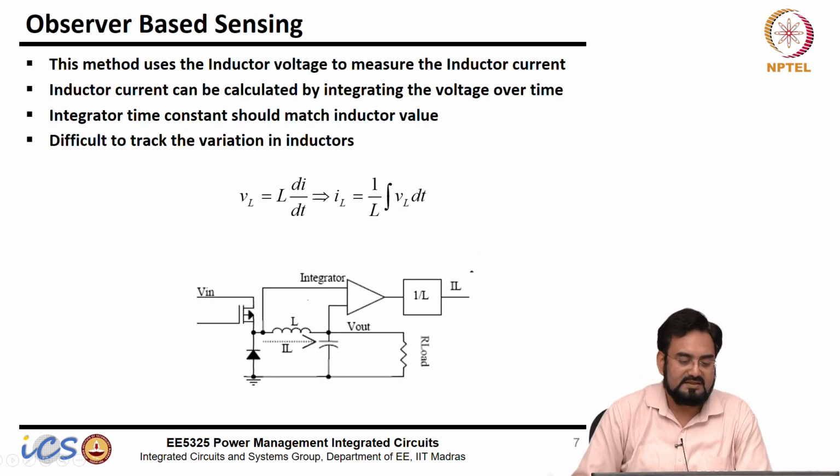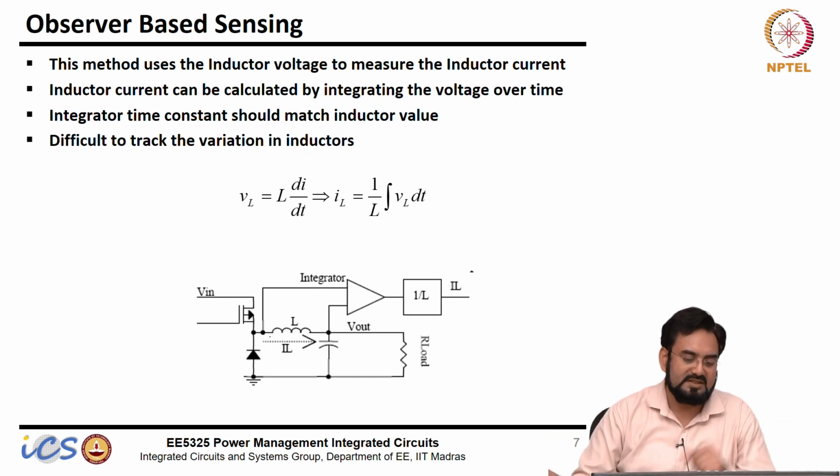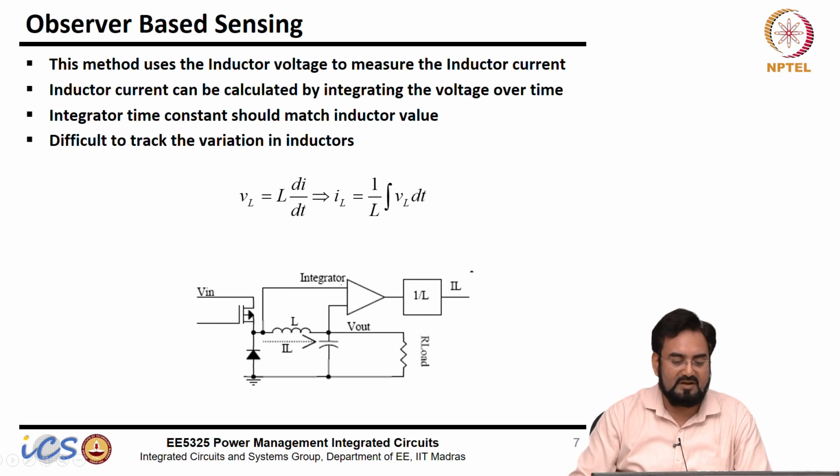So this is your observer based sensing. We know that the inductor current is the integrated version of the voltage across it. So what you do, we take the voltage and put another integrator and multiply it by 1 by L, which is the gain of the integrator, you can say. So you will get the same current here. But this is only true if there is no loss in the inductor. The moment you have a loss, this integrator will saturate. Okay.